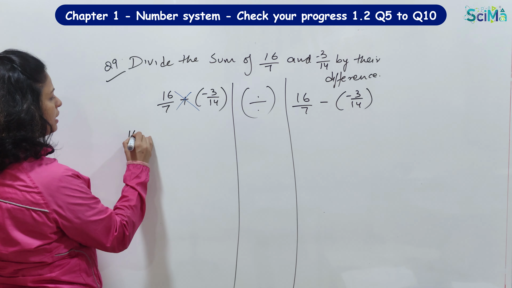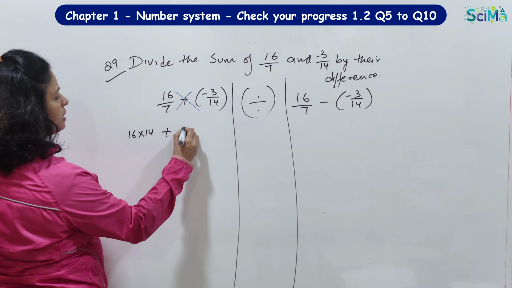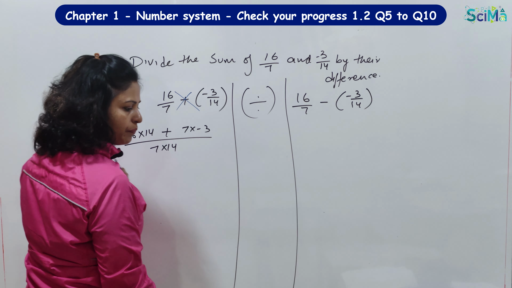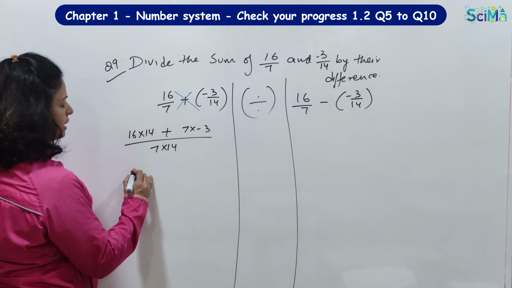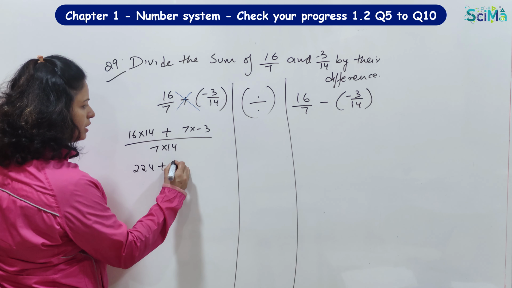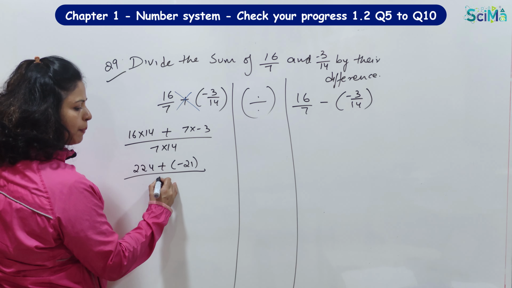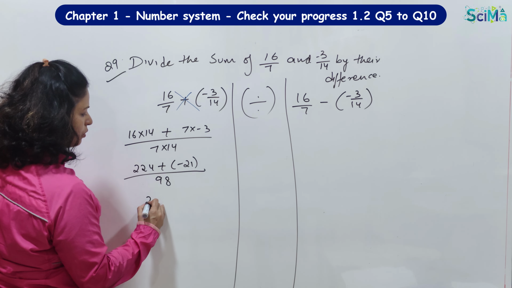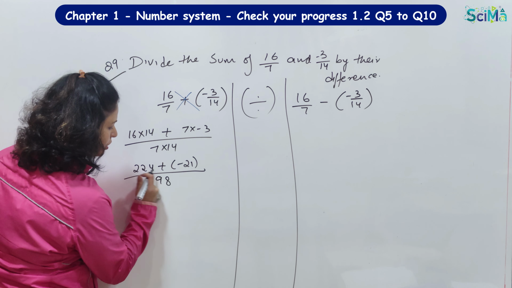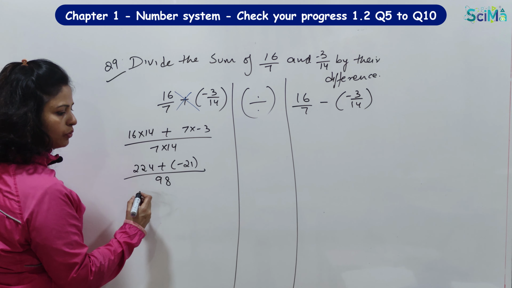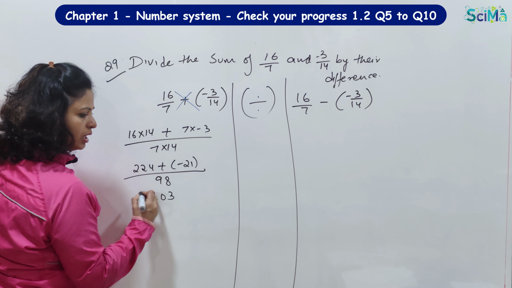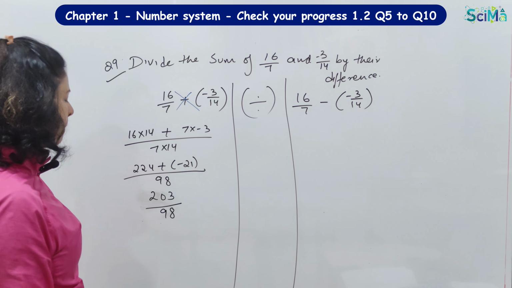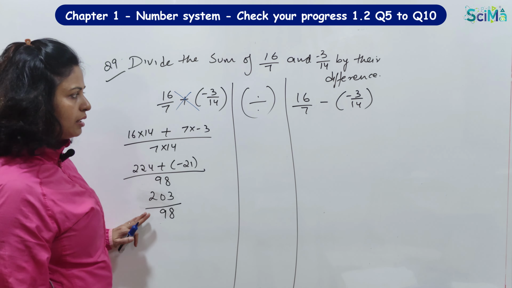We cross multiply 16 into 14 plus 7 into minus 3, and here 7 into 14. Okay. So here we get 224 plus minus 21 by 98. Here we get 224, so you will do subtraction. 224 minus 21, we get 203 by 98. Okay. So we leave the answer as it is here.